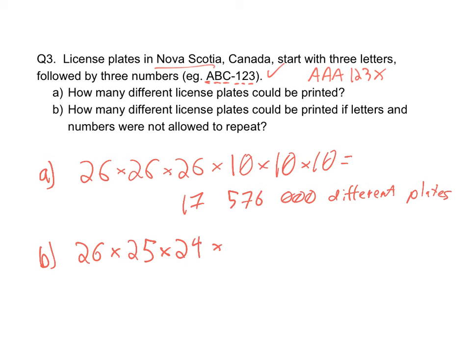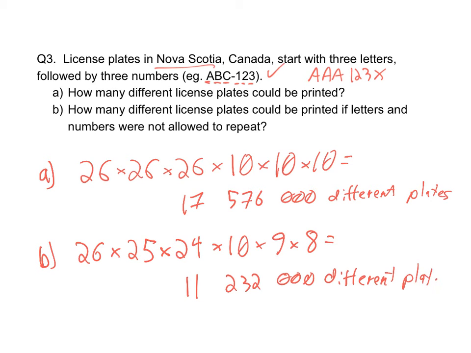Now we're going to do the same thing with the numbers. We have 10 numbers that could be picked for the first choice. After we've chosen one of those numbers, there are only 9 that can be chosen for the second choice. And then there are 8 that can be chosen for the third. This scheme gets us significantly less. I got 11,232,000. So it's interesting that even with such a small restriction of no repeats, we get significantly less choices, almost 6 million less possible choices just by not allowing repetitions.